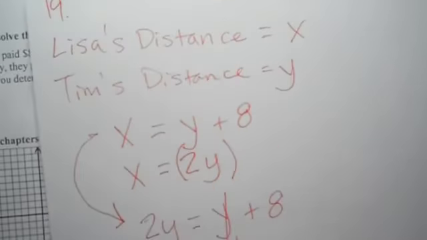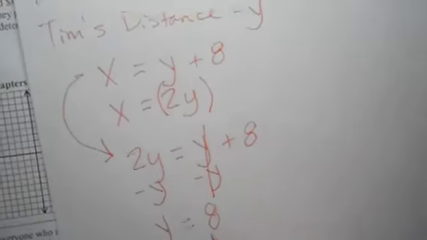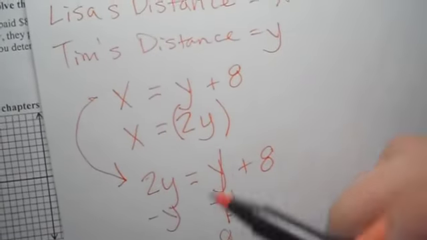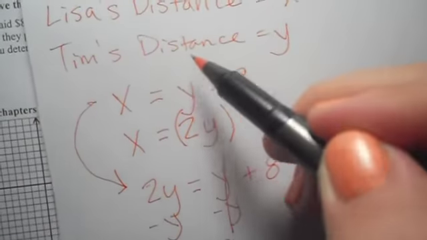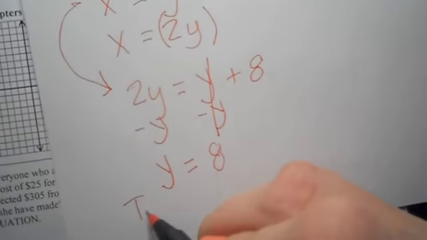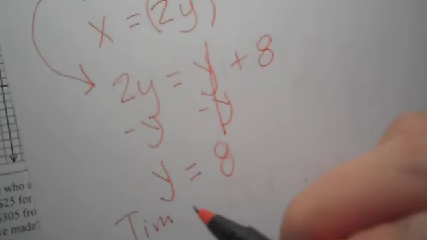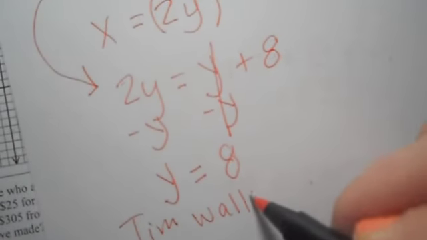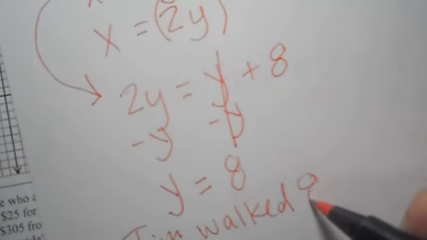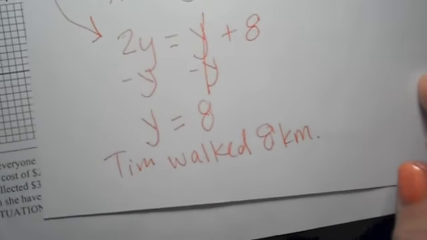But what does that mean? Let's look back at the question. Why do we care that Y is 8? Oh, 8, Y, that's Tim's distance. So Tim, what did he do? Walk or run? He walked. Tim walked 8 kilometers.